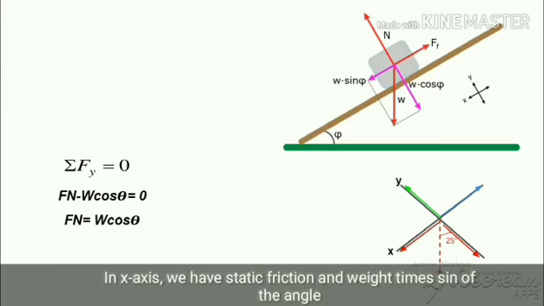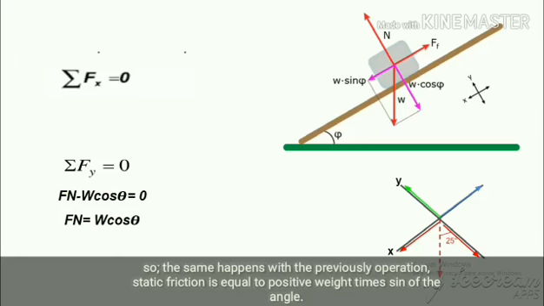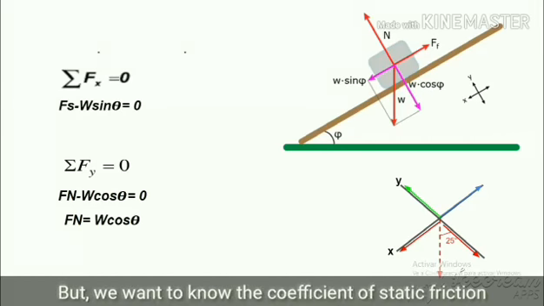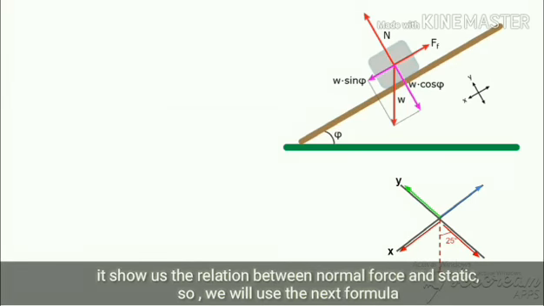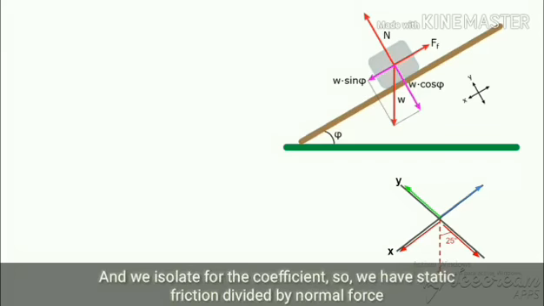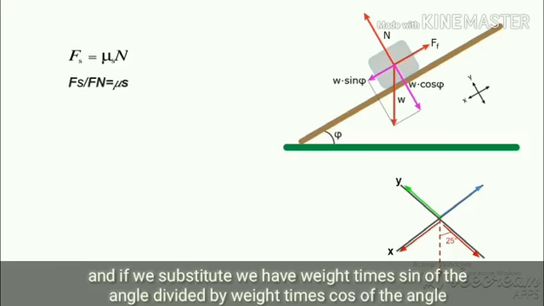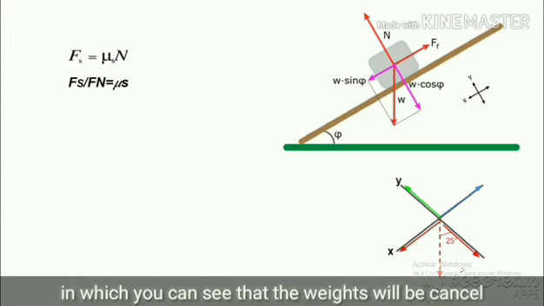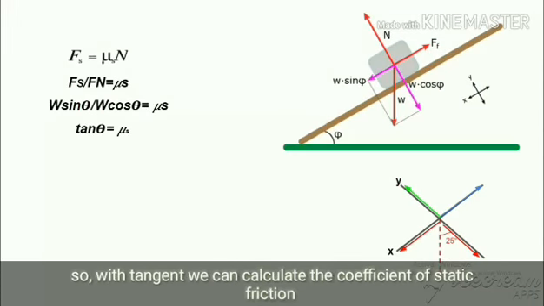In the x-axis we have static friction and weight times sine of the angle, so the same happens as with the previous operation: static friction will be equal to positive weight times sine of the angle. But we want to know the coefficient of static friction, which shows us the relation between normal force and static friction, so we will use the next formula. We solve for the coefficient, so we have static friction divided by normal force, and if we substitute, we have weight times sine of the angle divided by weight times cosine of the angle, in which you can see that the weights cancel, and only the functions remain, which can be summarized by only one function called tangent.